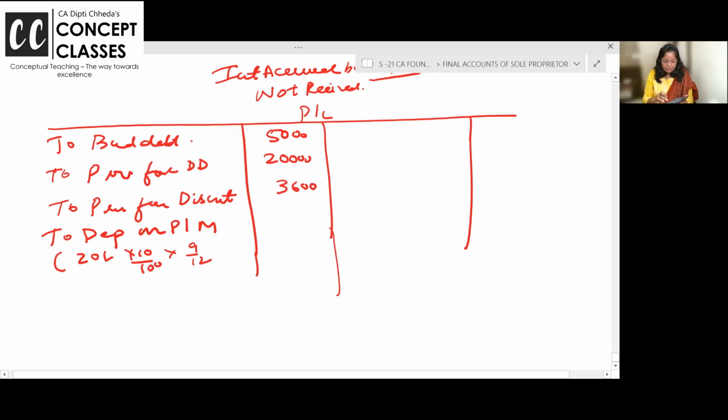20 lakhs into 10% into 9 divided by 12. 1,50,000.